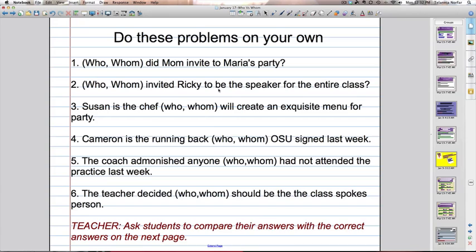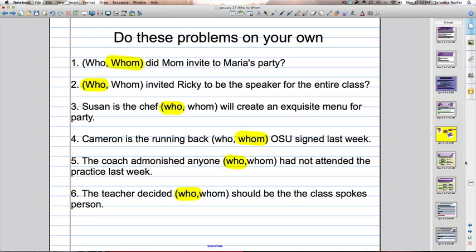All right, let's pause the video one final time and do these problems on your own. Once you have completed all of the answers, compare your answers with a teammate, and then we will show the answers. Okay, cool. Let's double check your answers. The first one was whom, who, whom, who, and who again. Let's read it all the way through.